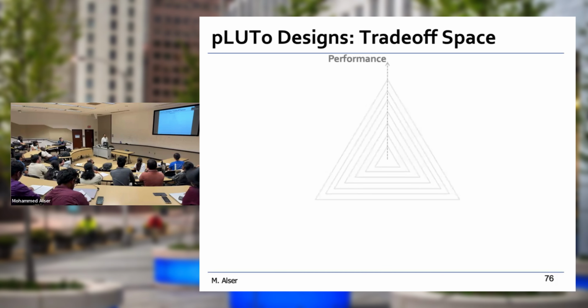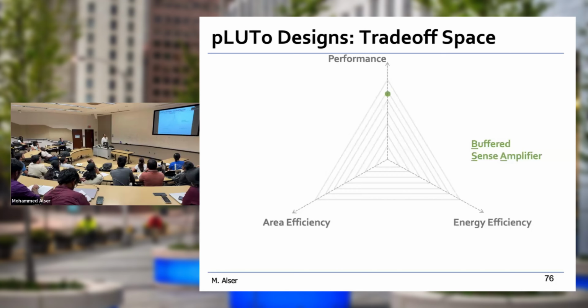So you can see we use 3 metrics to decide. One of them is performance, energy efficiency, and area efficiency. If you look at the first one, you will see very good in terms of performance, very good in terms of energy, but area efficiency is bad because of the flip-flops taking that space.